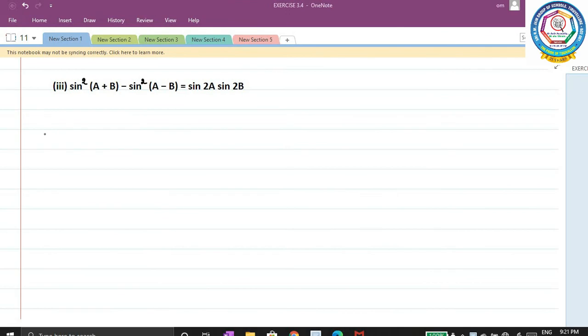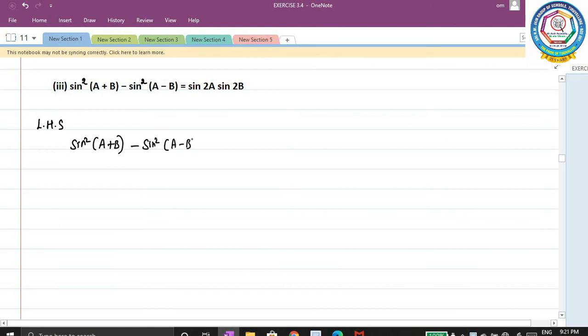Third subdivision: sin²(A+B) minus sin²(A−B) equal to sin 2A sin 2B, we have to prove. Now I am going to take the left hand side. So at the left hand side, sin²(A+B) minus sin²(A−B). We know the formula sin²A minus sin²B equal to sin(A+B) into sin(A−B).